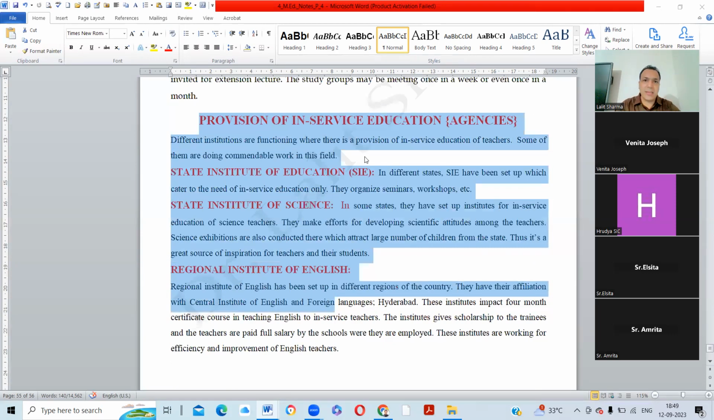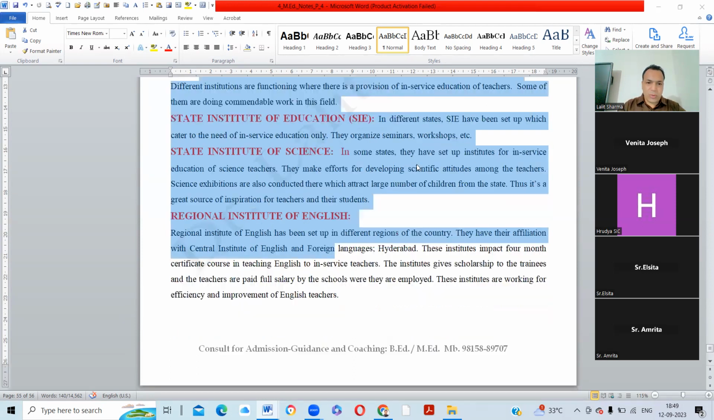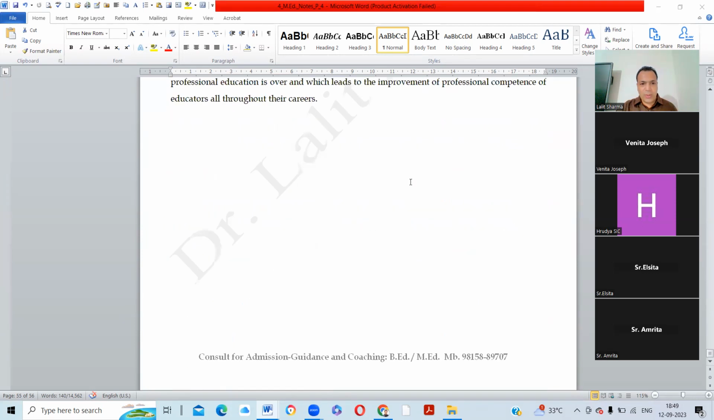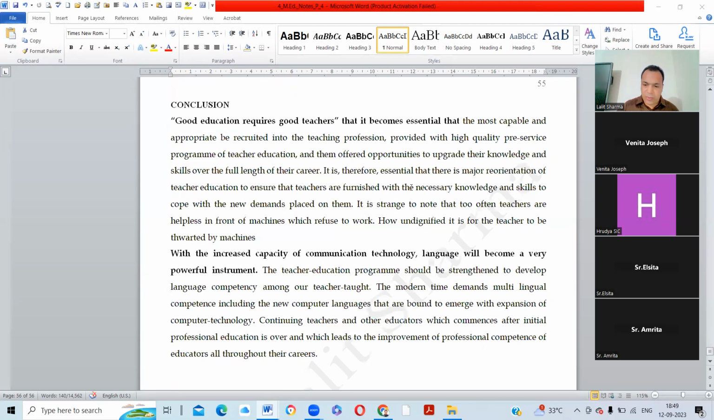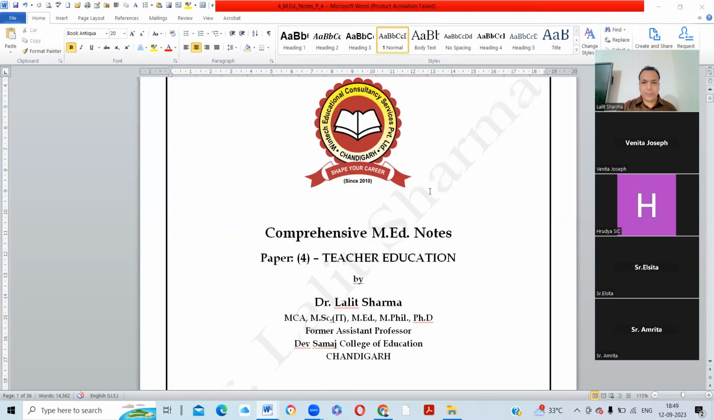In every district these agencies exist only to give professional growth to the teachers. Timely they conduct many courses, workshops, and refresher courses for the teachers who are already on the job, right? So we have discussed all these notes. Now we see the syllabus again.